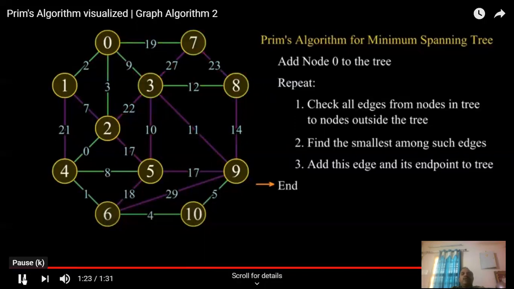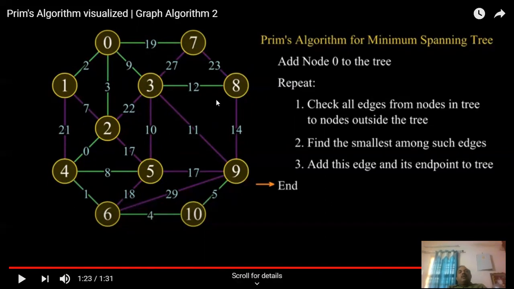So finally, we will get a spanning tree. Clear? We will get a spanning tree from the given graph, which is the highlighted lines. Those are the graphs in these violet colors, those are simply avoided.